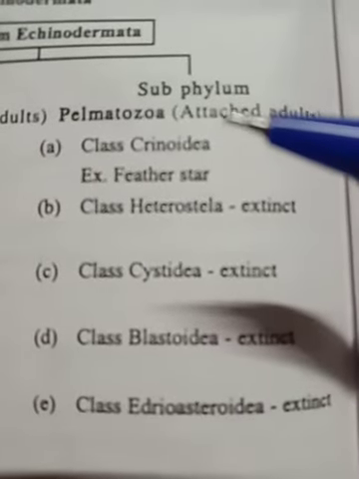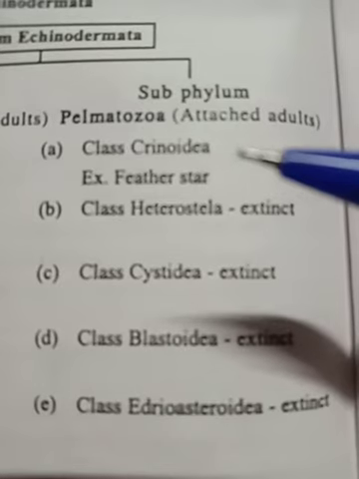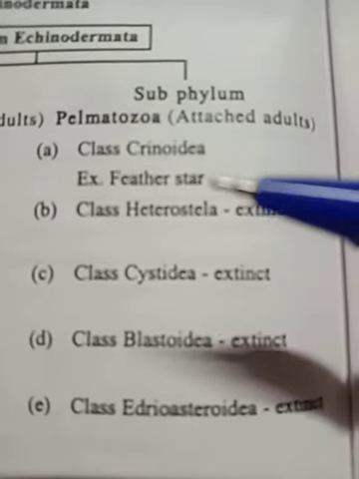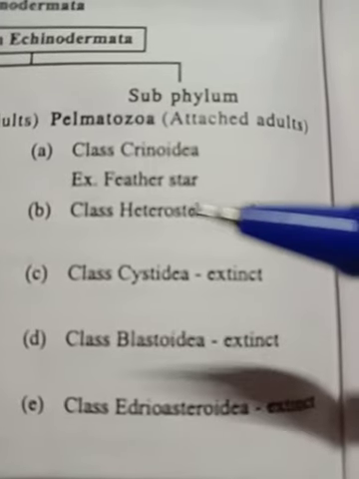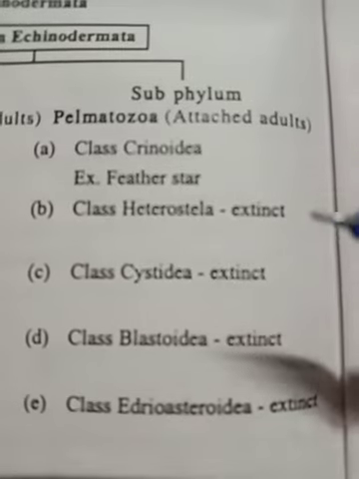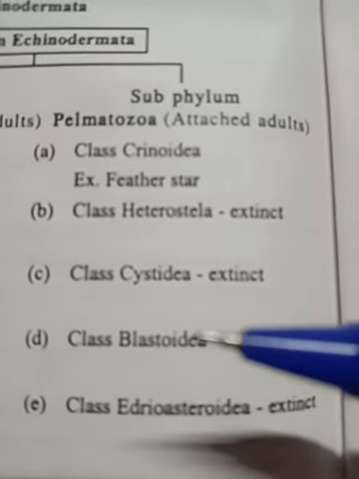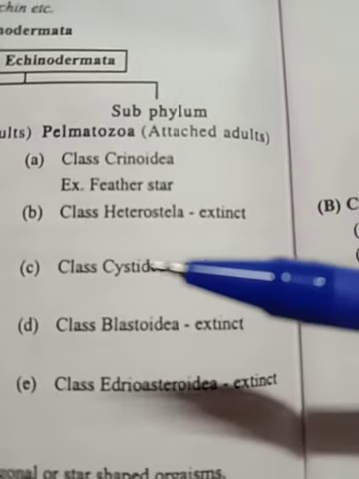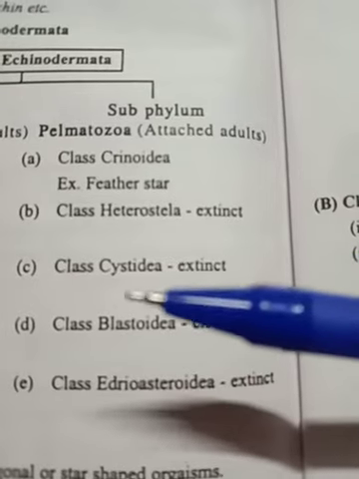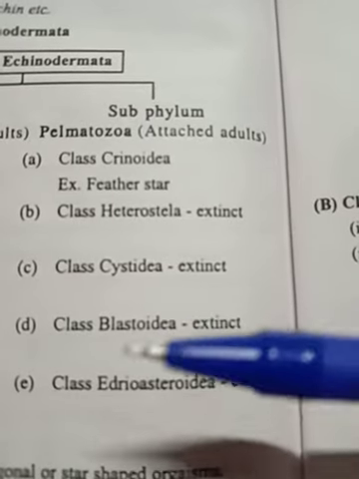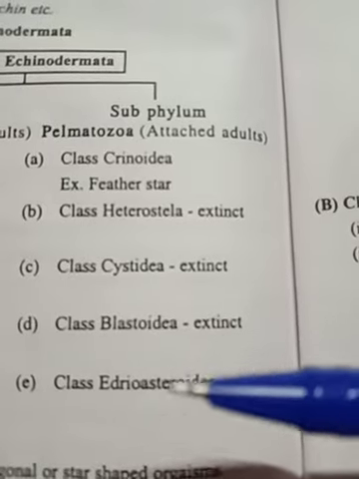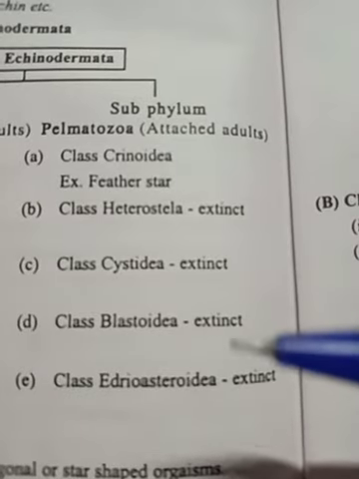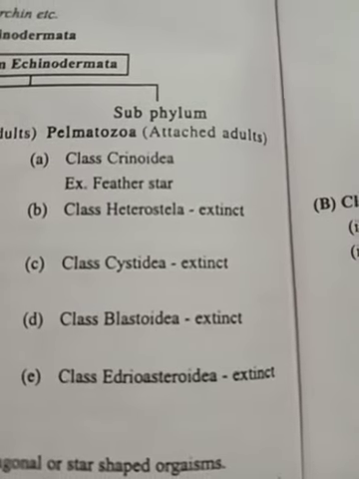Now the second one is the subphylum Pelmatozoa. In this there is only one living class, that is class Crinoidea, example feather star, and all these four classes are extinct animals, that is class Heterostelea, then class Cystidea, class Blastoidea, and class Edrioasteroidea. All these are extinct animals.